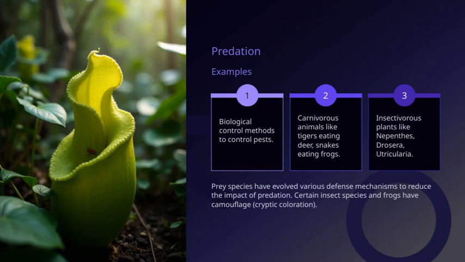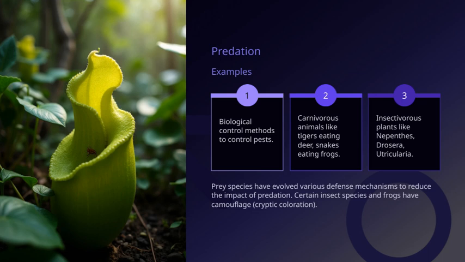Let's explore some fascinating examples of biological control methods, starting with insectivorous plants like Nepenthes, Drosera, and Utricularia. These plants have evolved specialized mechanisms to trap and digest insects, which helps them obtain nutrients in nutrient-poor environments. Moving on to carnivorous animals, such as tigers hunting deer or snakes preying on frogs. These predators play a vital role in maintaining the balance of ecosystems by controlling prey populations.